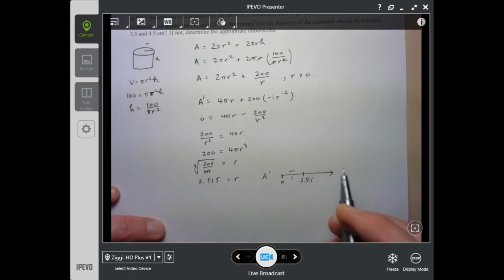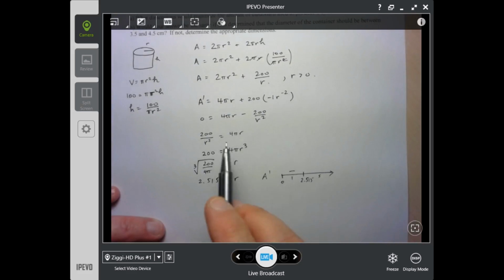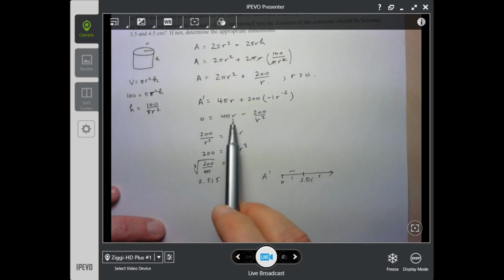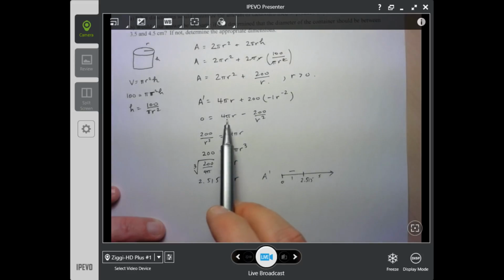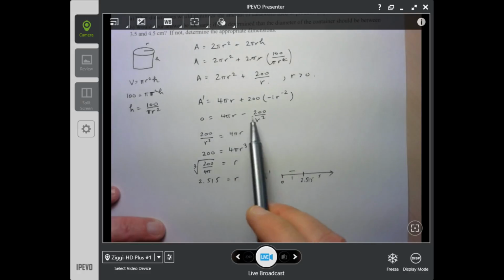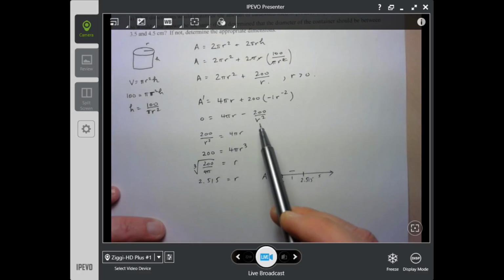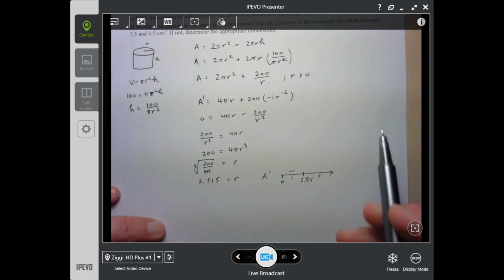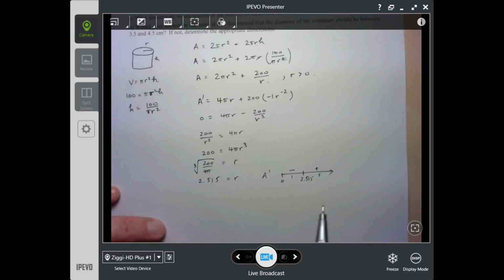And now let's pick something like, I don't know, 5 here. So 4 times 5 would be 20 times about 3, so that's about 60, a little over 60, and I'm subtracting by, well, 200 over 25 is only 8, so this is definitely going to be positive. Of course, you can just stick this into your calculator just to be sure. Okay, but let's see what this tells us.